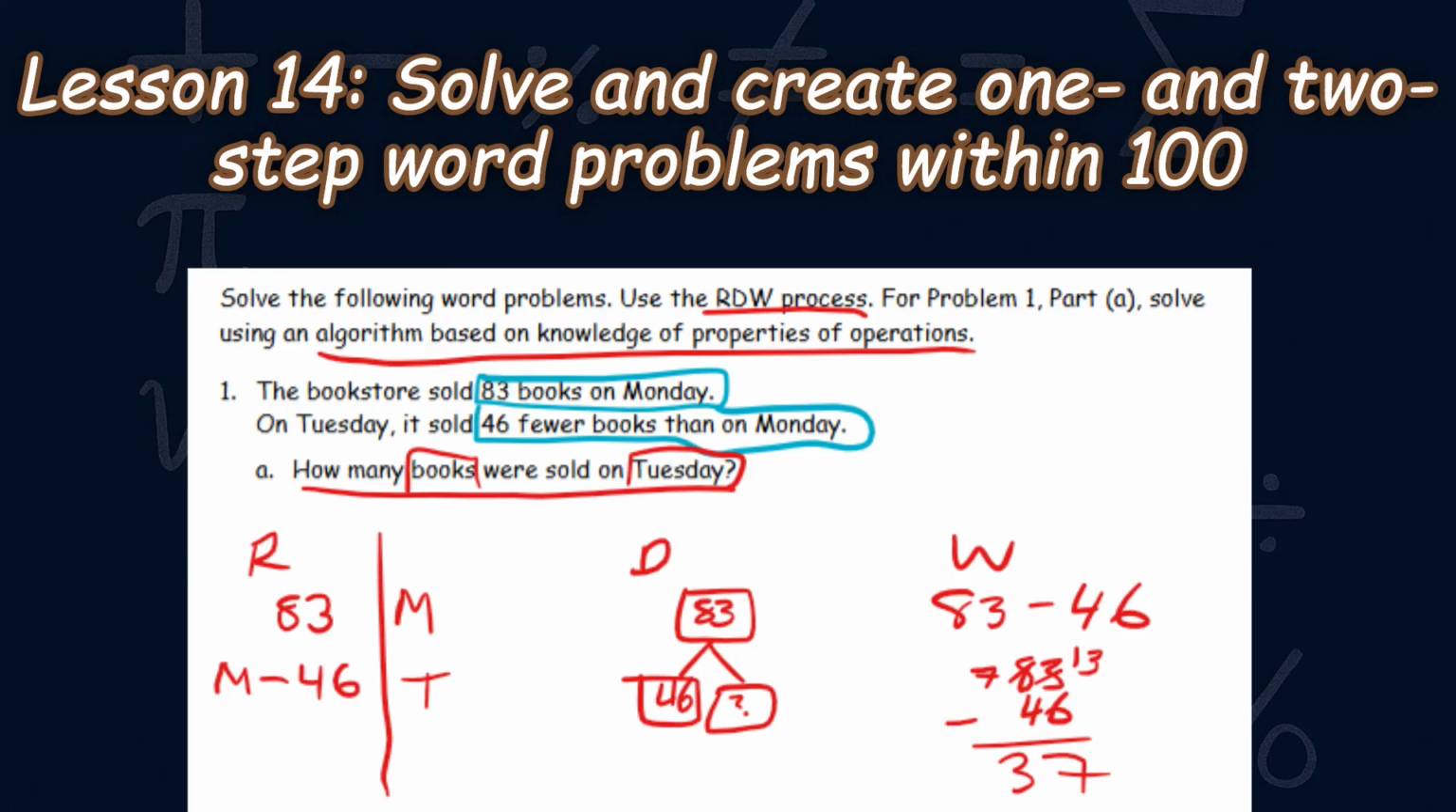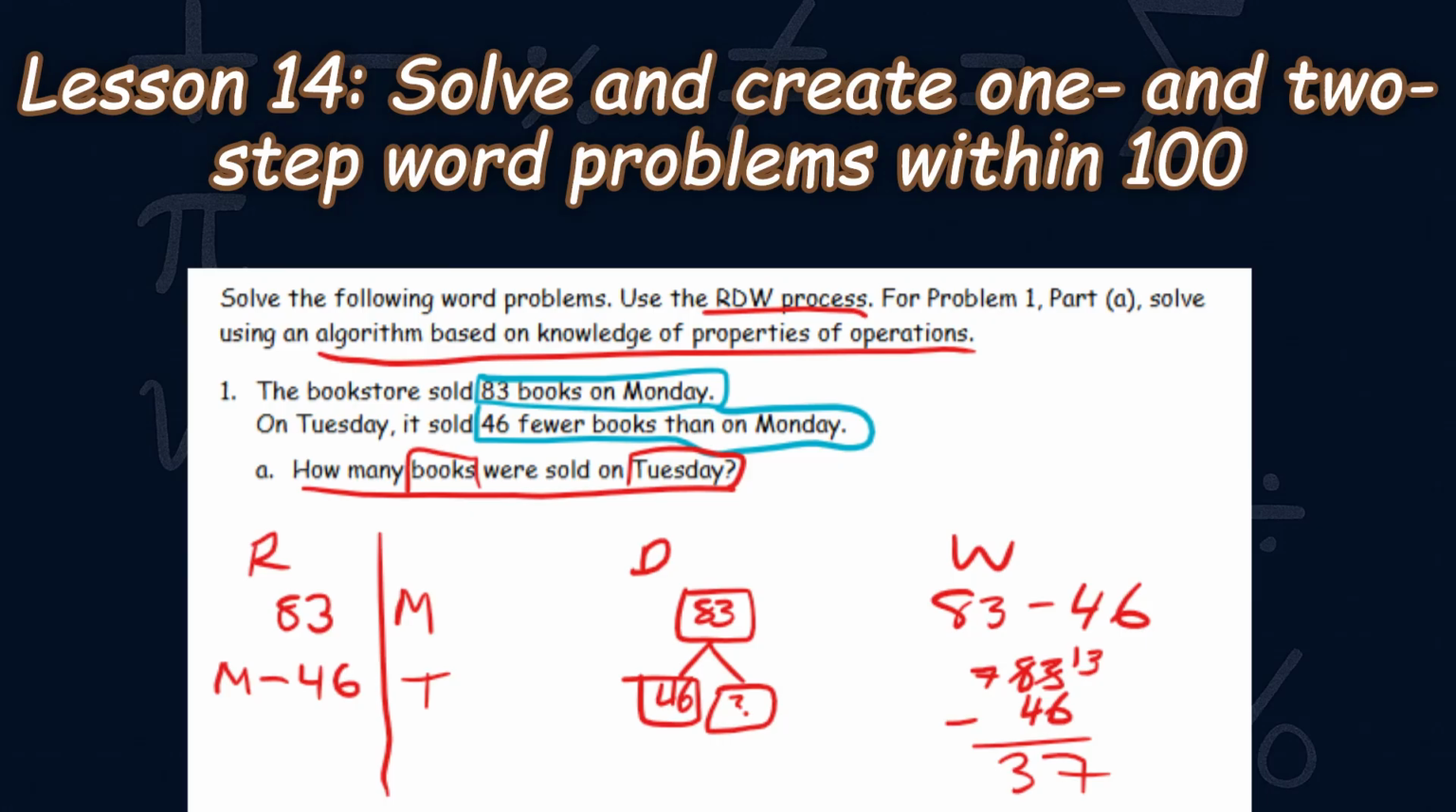We know that they sold 46 fewer books on Tuesday, but we want to figure out how many books were actually sold on Tuesday. In order to do that, we would have a comparison. We see the word than. That is usually a good key indication that we are subtracting. For our writing portion, we need to write an equation. In this case, I wrote an expression. What would make it an equation is you add an equal sign. 83 minus 46 would equal, and you could choose your preferred method of solving this question.